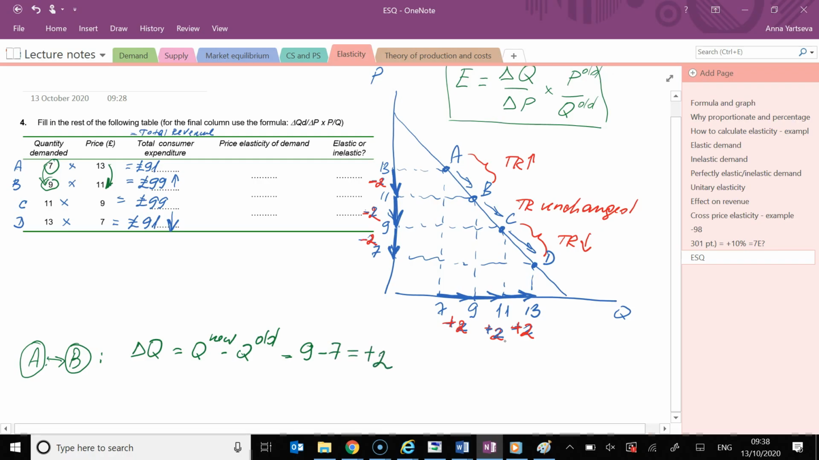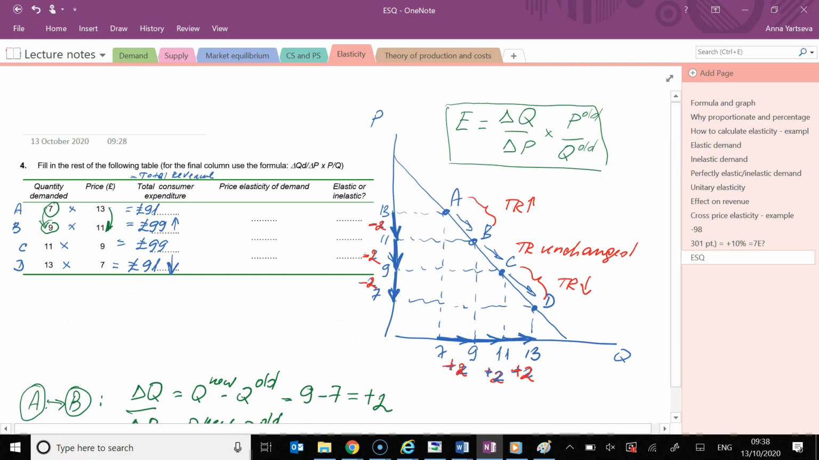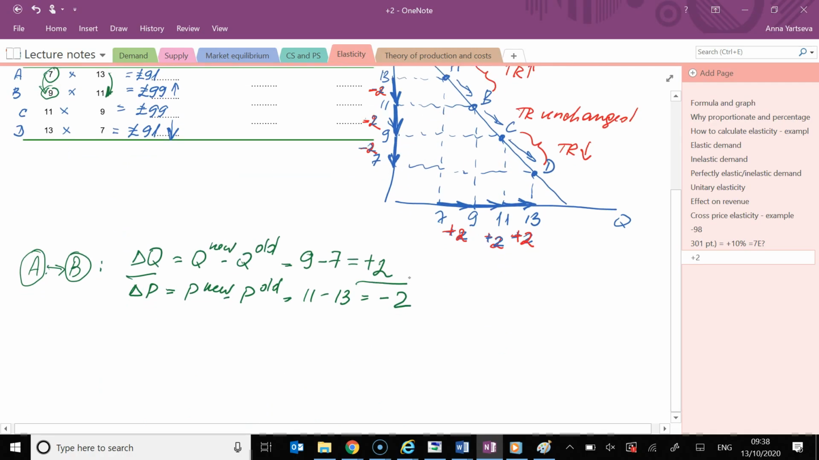And strictly speaking, we know that quantity will always increase by 2 units. It will remain unchanged. Change in price is minus 2. It's new price minus old price. New price is 11, original price was 13. So change in price is minus 2. And strictly speaking, this component of the formula will remain the same. Quantity will always increase by 2 and price will always reduce by 2. So that's why it's easier for us to use this formula, because this element will remain the same throughout our demand curve. As we move from point A to point B to point C to point D, this part of the formula will remain unchanged. So that's why it's quite easy.